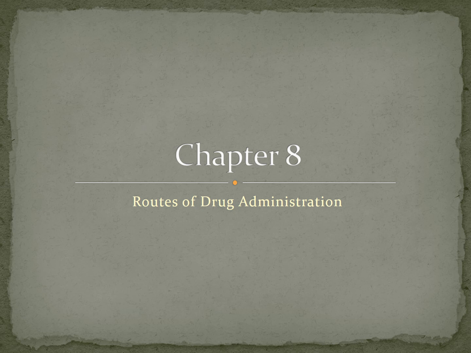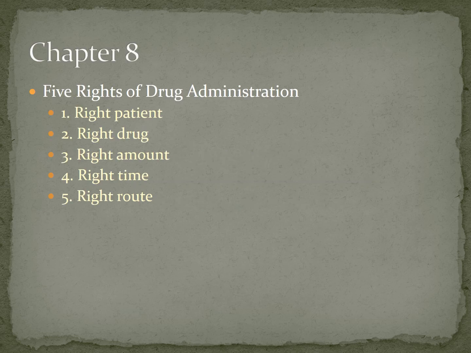Chapter 8 is routes of drug administration. You talked a little bit about this when you did your venipuncture class, and Chapter 8 is a very good chapter that you should review. Box 8-1 on page 101 has the 5 rights of drug administration. I would definitely memorize those. They're the right patient, right drug, right amount, right time, and the right route.